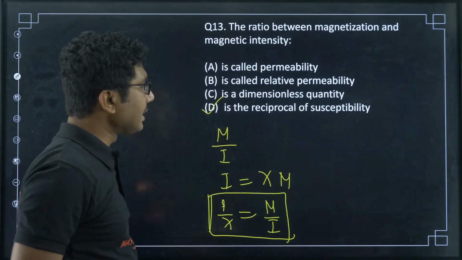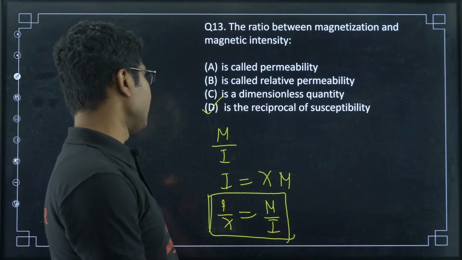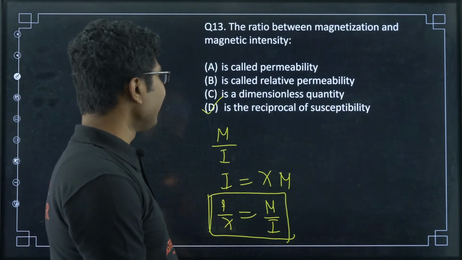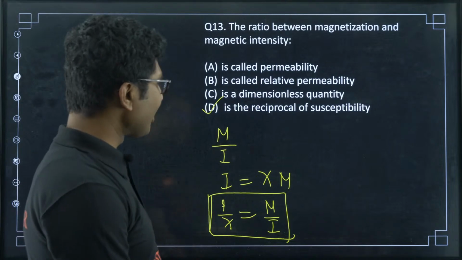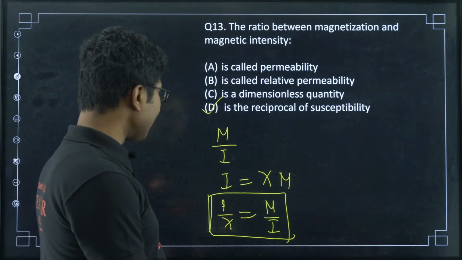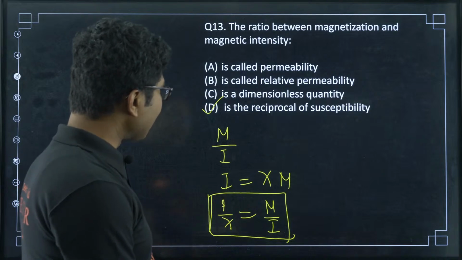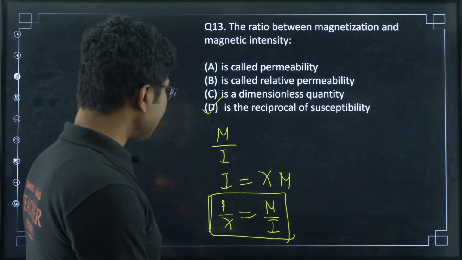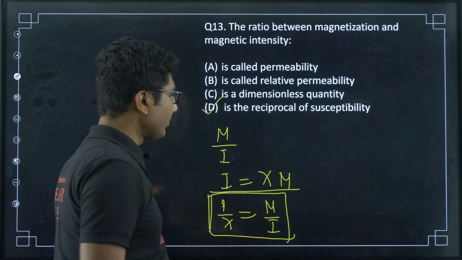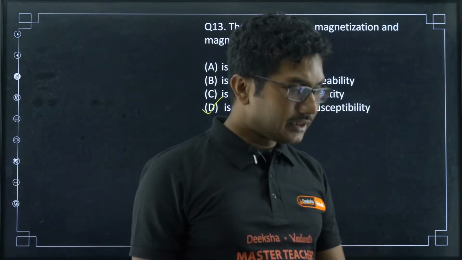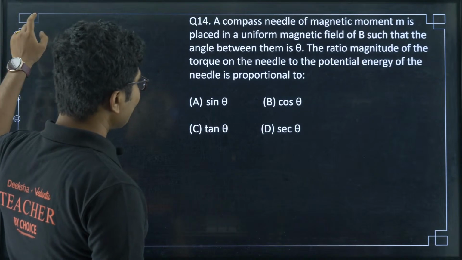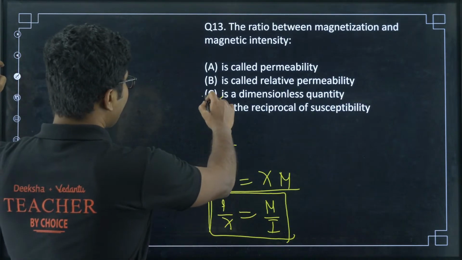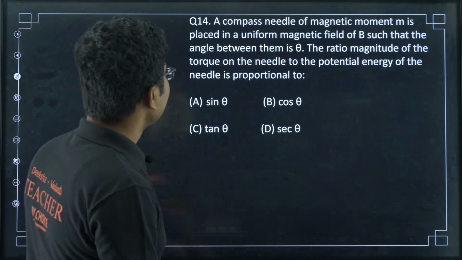Magnetic susceptibility is also dimensionless. So this is something interesting. It is a dimensionless quantity as well. Reciprocal of susceptibility, and it is a dimensionless quantity. Maybe there are some other quantities involved in this, but this is the basic formula. It is a dimensionless quantity and it is a reciprocal of susceptibility as well. So both should be correct. Some questions are like that.